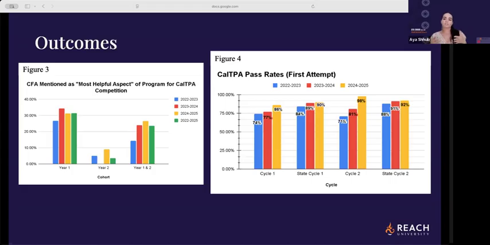And if candidates are able to pass the CalTPA on their first attempt, it means they can get out into the field sooner. Furthermore, the financial benefits of not having to re-enroll in a program or re-register for the CalTPA and start working sooner will also break the barriers for traditionally underrepresented teachers in the field.